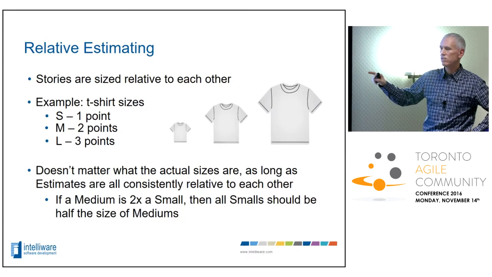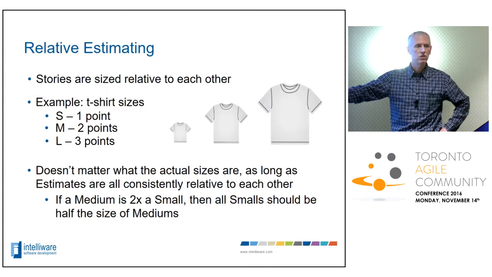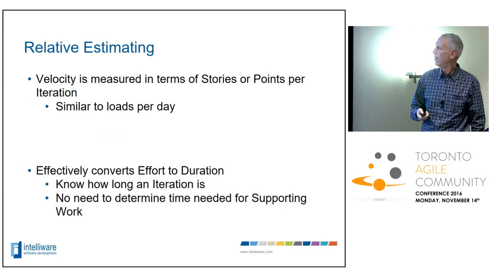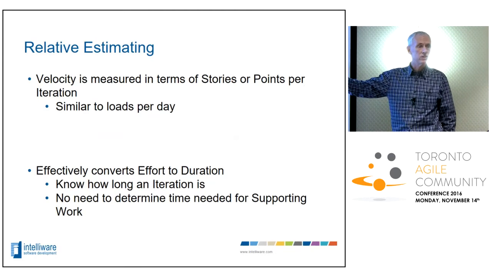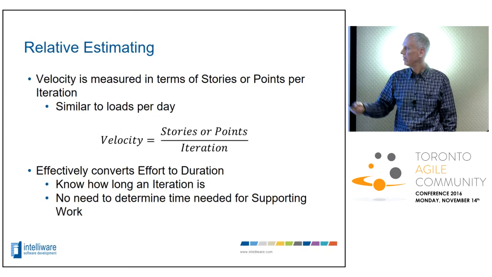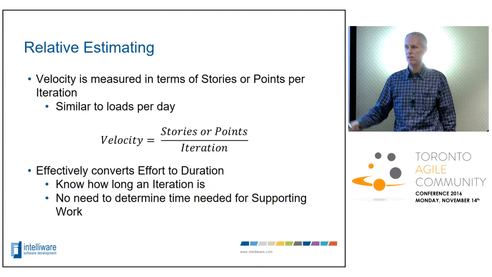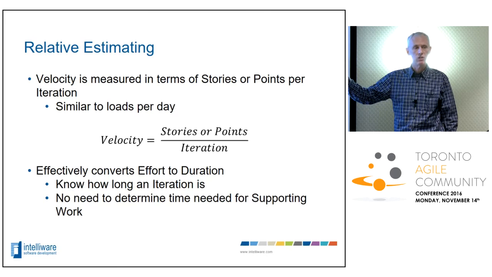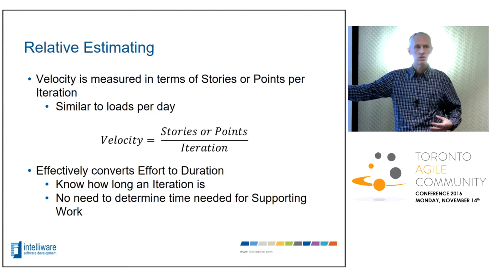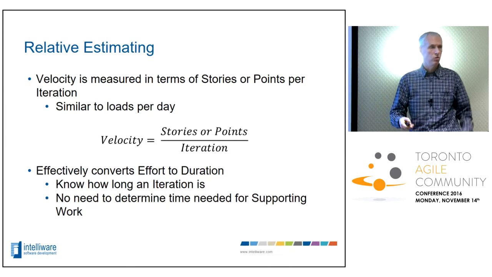What's key here is that it doesn't matter how much 1 point or 2 points or a tomato is. What matters is that 1 tomato or 1 point versus 2 points is twice the work of 1 point. Because the way you're measuring your velocity is in points or tomatoes or whatever stories per iteration. So basically your velocity is a measure of units, like loads per day or stories or points per iteration. And this effectively converts effort into duration because you know how long your iterations are. Your iterations are often consistently the same length. So you're building in a time frame around that velocity or that pace so that you know exactly how long it's going to take to do 10 points.